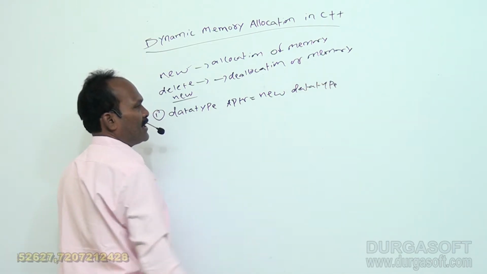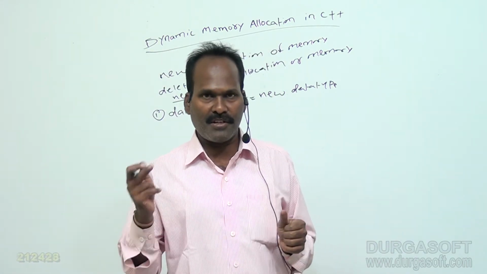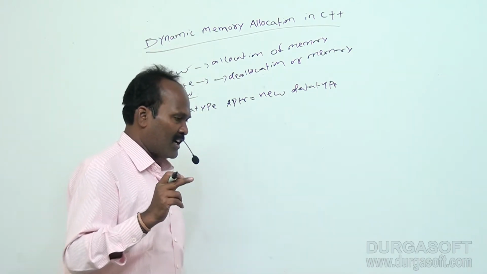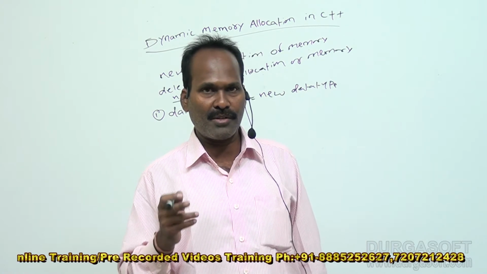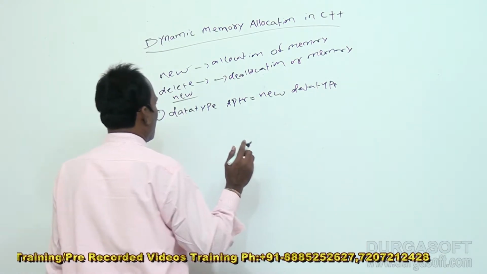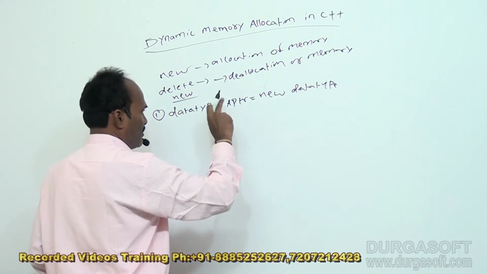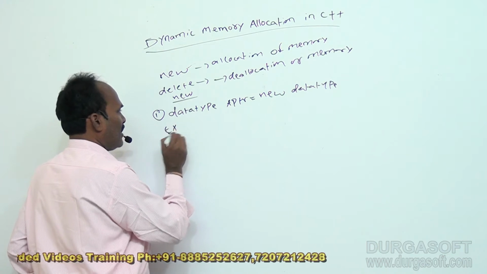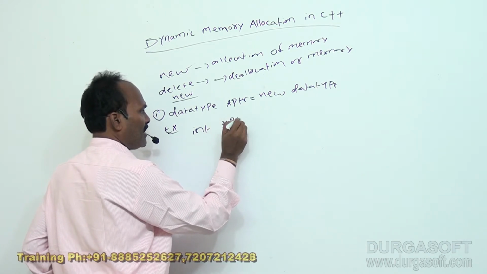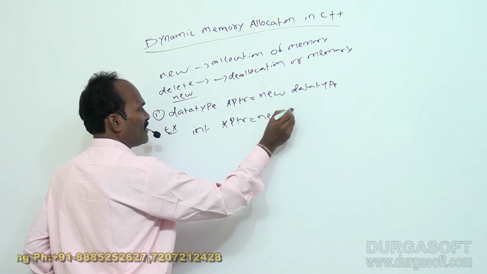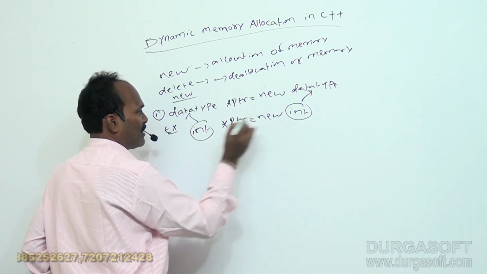In case of the malloc function, the allocation process must typecast. If you are allocating space for integers, we have to use malloc with typecasting to integer. But in this case, what we can do is data type star ptr equal to new data type, which means the type conversion is performed automatically and internally. For example, suppose the data type is integer: ptr equal to new int. Here this becomes data type and this also becomes data type. So this is a single variable allocation.